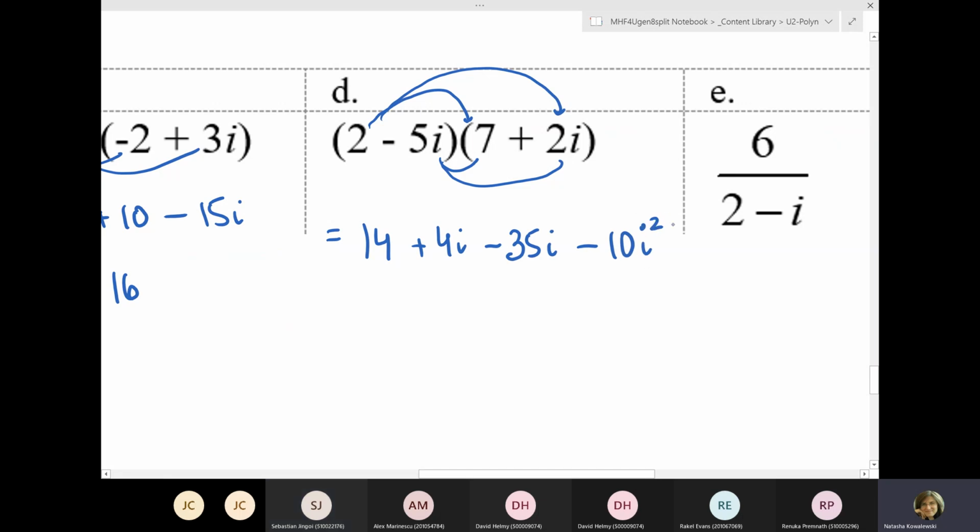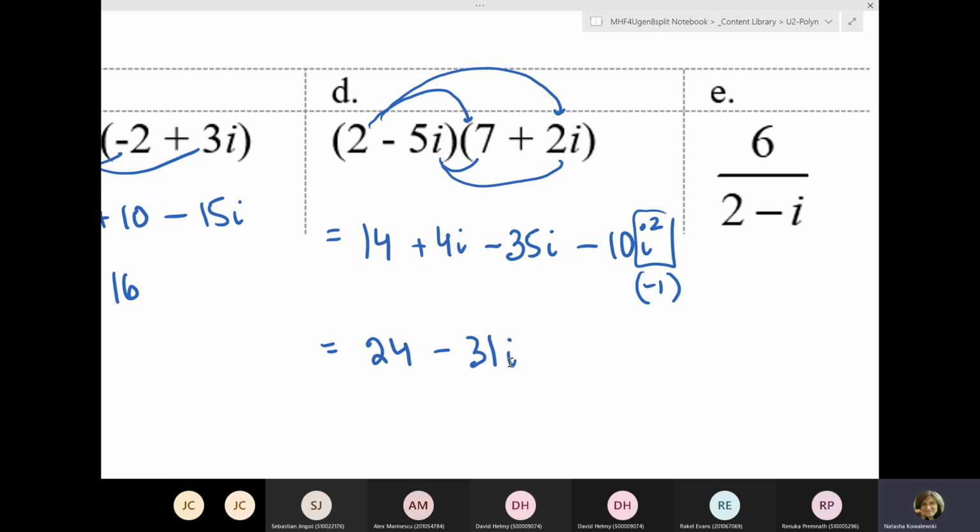So this is the place where it's slightly different. You're not going to leave this i squared as it is. You're going to replace it with -1. So it's positive 10? Yes, so in the end, it will be 24 minus 31i. Did I do that okay? Looks fine, yeah. 10 positive plus 14 is 24, and then 35 and 4, one is negative, so negative 31i. Is this okay? Seems good, yeah. All right, so thank you, Sebastian.